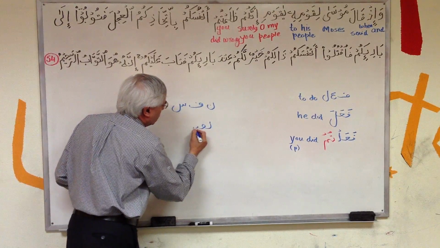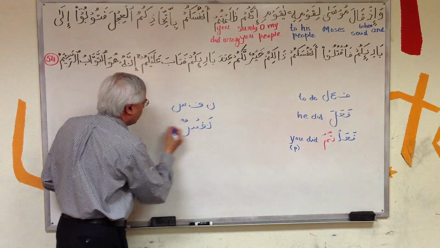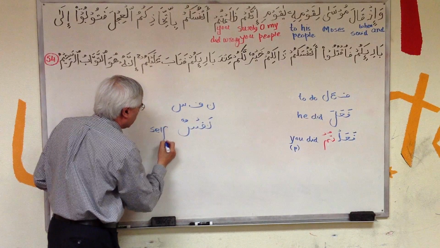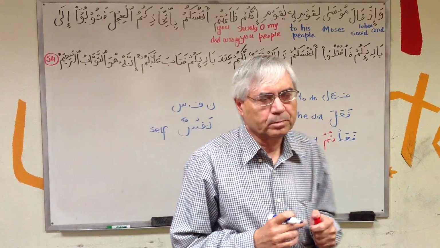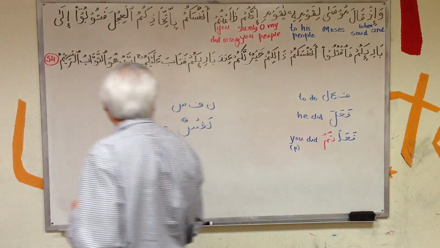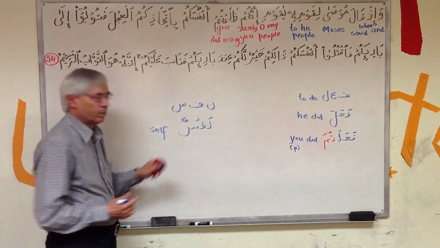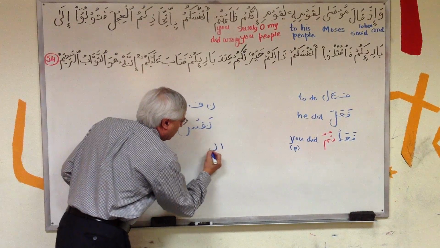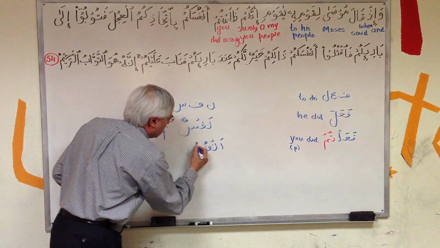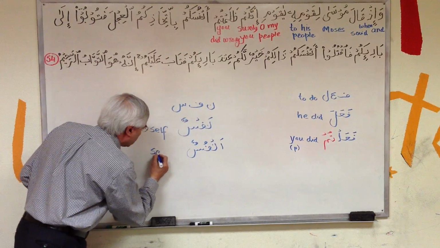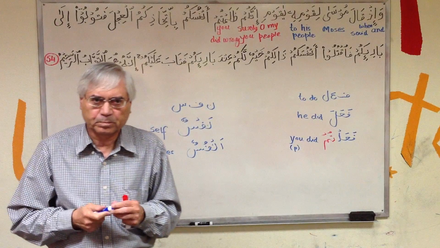And nafsun is the noun. Nafsun means self. Okay? Its plural is anfusun. Anfusun means selves. Plural of self in English is selves. Okay?